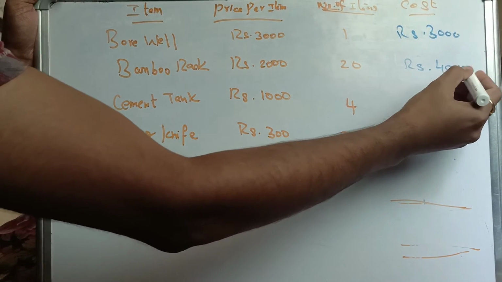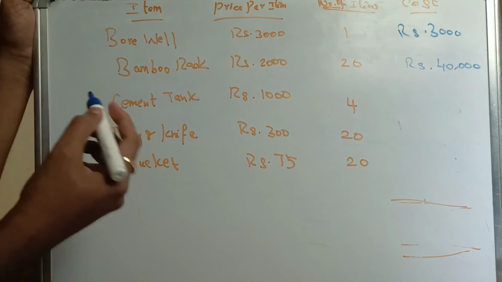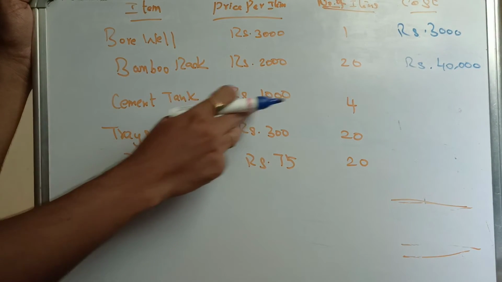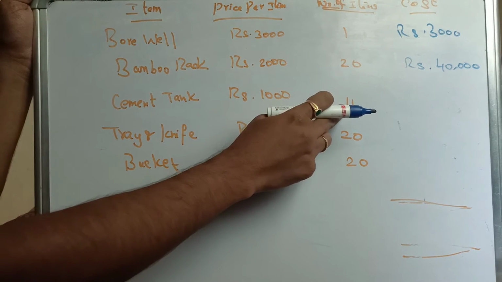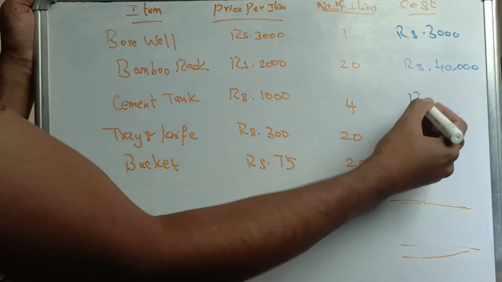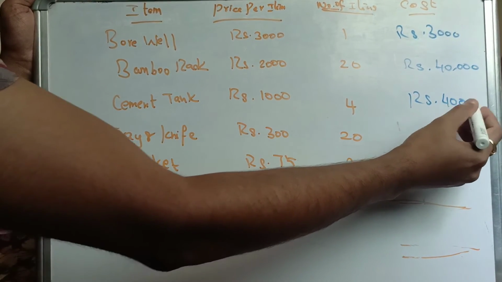Rupees 40,000. Next, cement tank. 1 cement tank is rupees 1000. So how much is 4? 4 into 1000 is equal to rupees 4000.